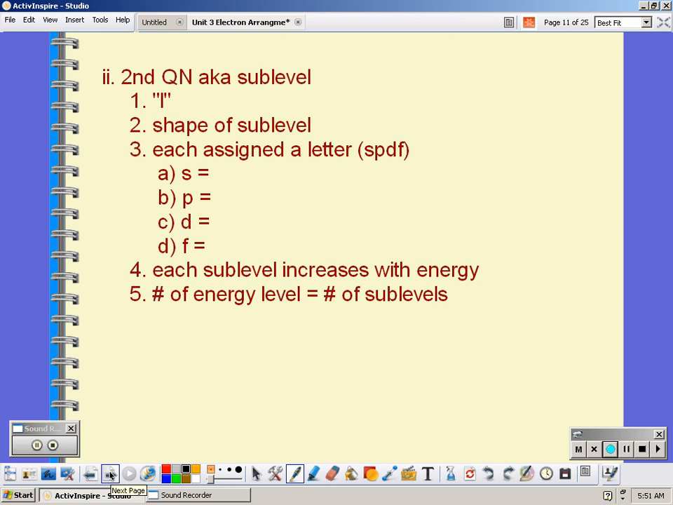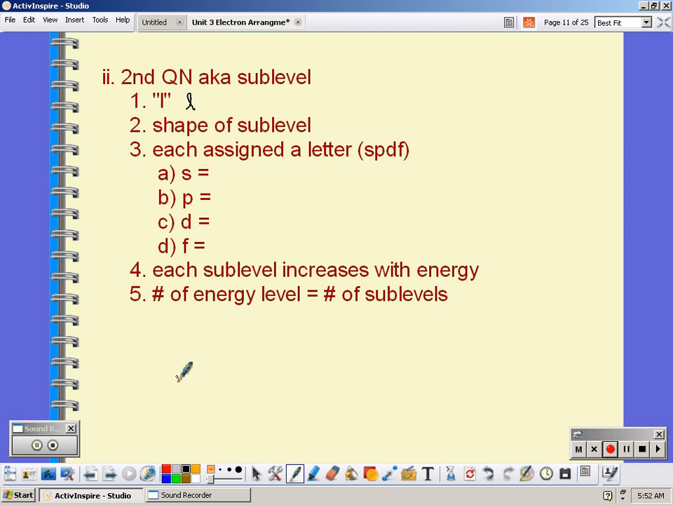The second quantum number is for the sublevel. It's symbolized by a lowercase l. Sometimes you're going to see it written as a lowercase cursive l. It tells us the shape of the sublevel. Each sublevel is assigned a letter, so you have s, p, d, f. So there's 4 sublevels that you have to know, and they're called s, p, d, and f.